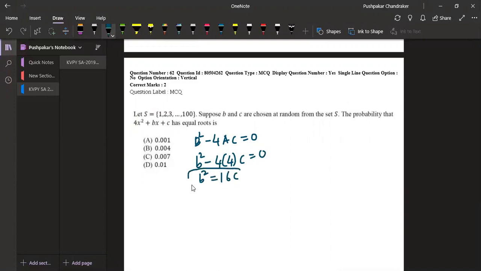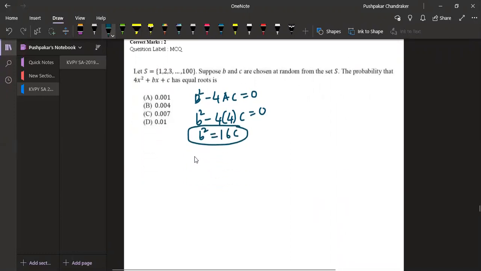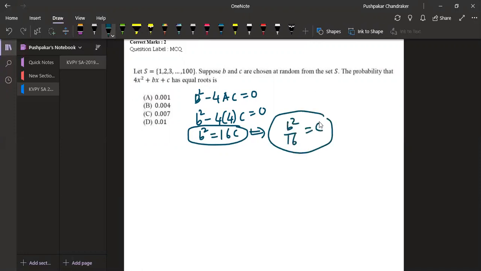Okay, this is the condition we are getting. Now let us write. Better substitute the values of b only. That will give the idea. Because c has to be an integer. Okay, so I can write like this also. B square by 16 is c. It means b square must be divisible by 16. It means I can also write like this, b by 4 also. That'll give a more clear idea.